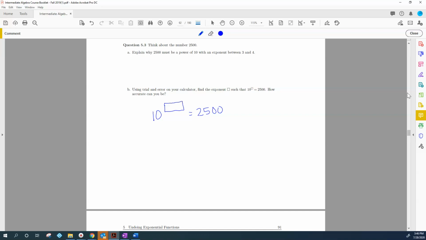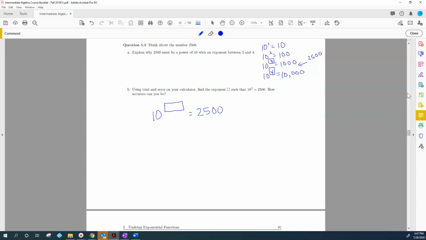So let's think about powers of 10, right? I know that 10 to the first power is 10. I know 10 to the second power is 100. 10 to the third power is 1,000, and 10 to the fourth power is 10,000. So I'm trying to figure out 10 to the what power is 2,500. See how 2,500 would be somewhere in between my exponent of 3 and my exponent of 4.